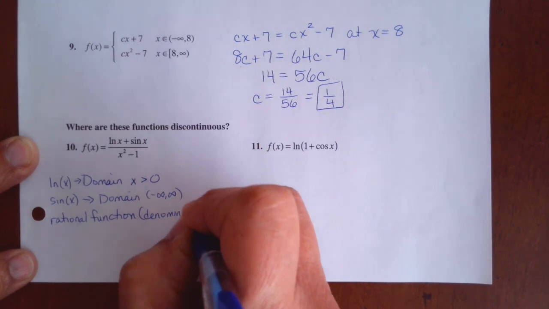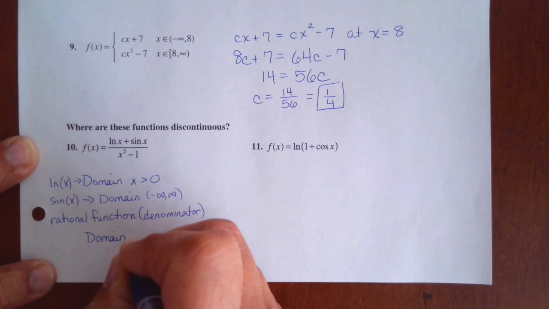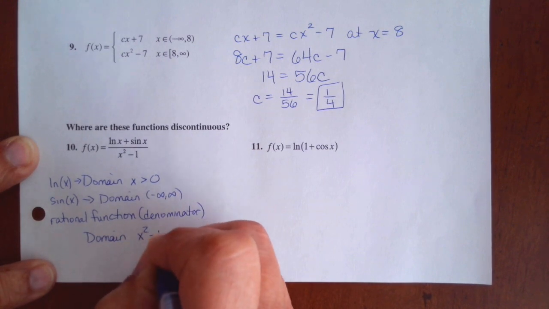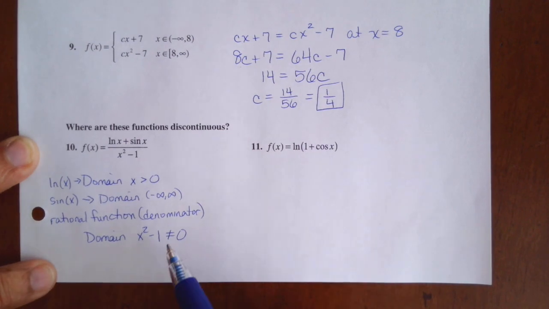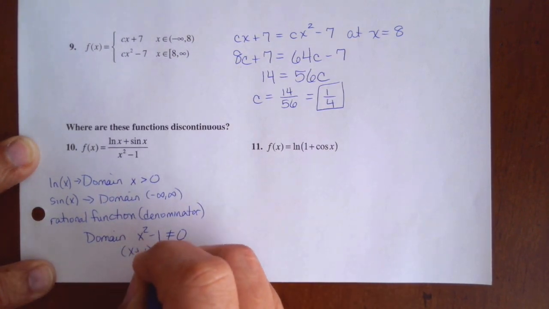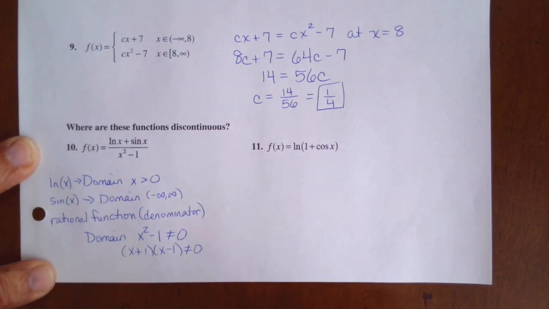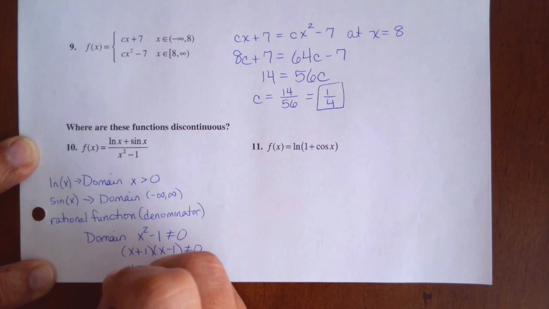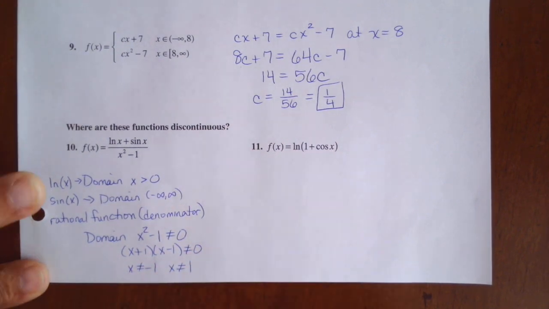For the denominator, the domain, x squared minus 1 can't equal 0, right? We can't have 0 in the bottom. So I could factor that, x plus 1, x minus 1 can't equal 0. Set each of those equal to 0. So we end up with x can't equal negative 1 and x cannot equal positive 1.